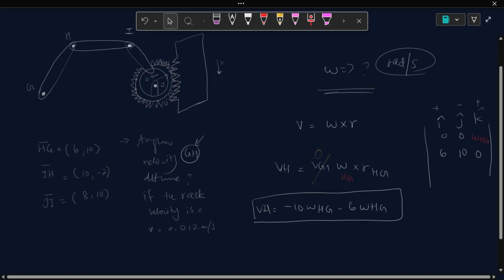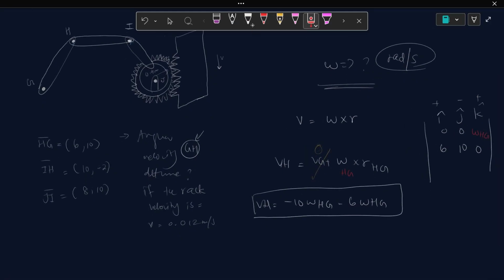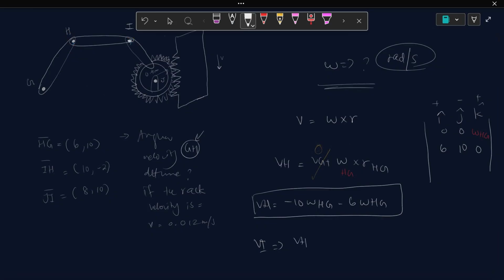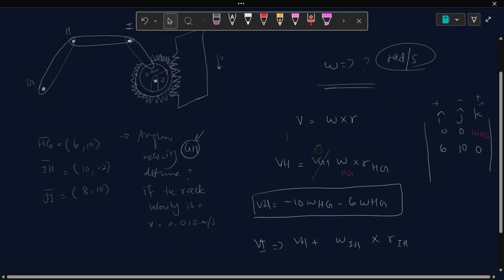Now we move on to the next one. The next one we have is I. So let's go ahead and determine the velocity at I. Like I said, because this bar is connected to this one as well, we'll have to add the velocity of H plus w of this one. This time we are at IH, so we cross product with the position of IH. So that's going to be your formula over here.